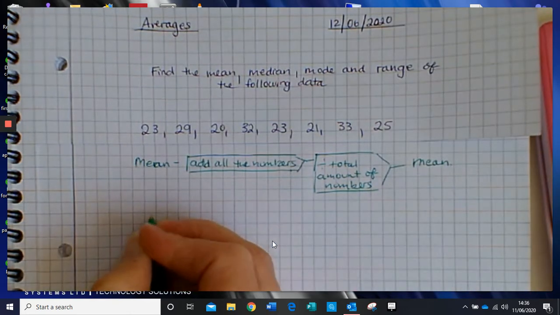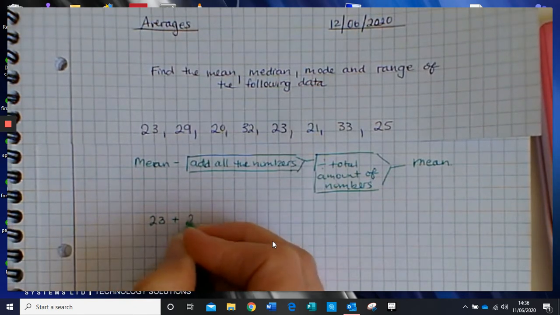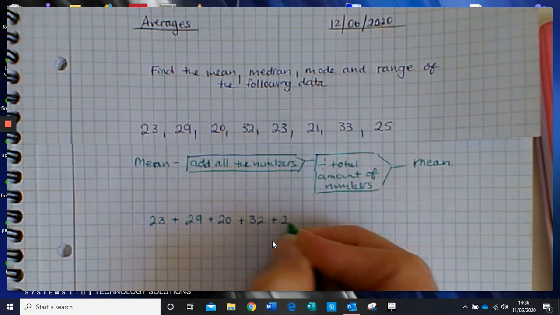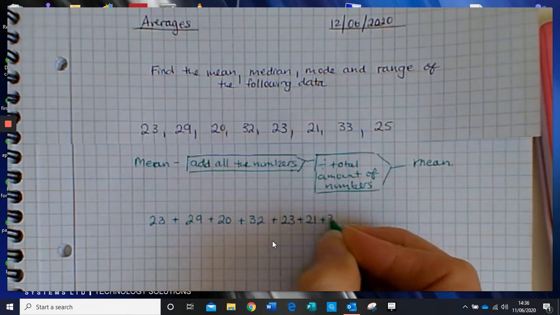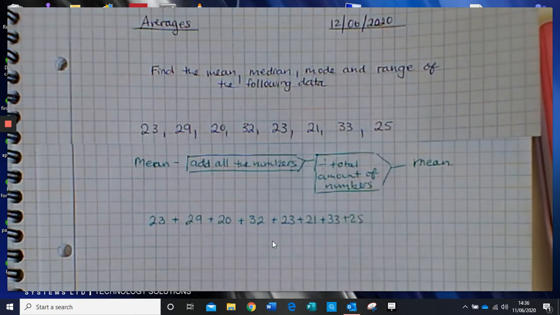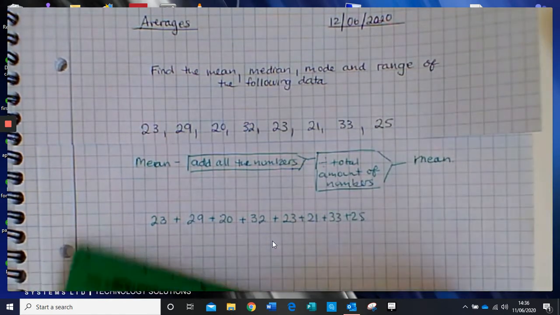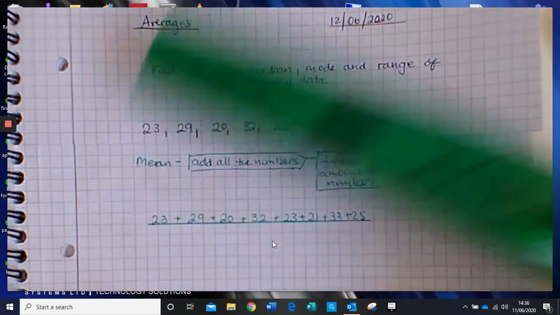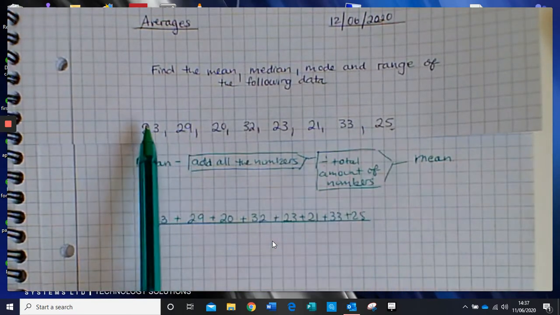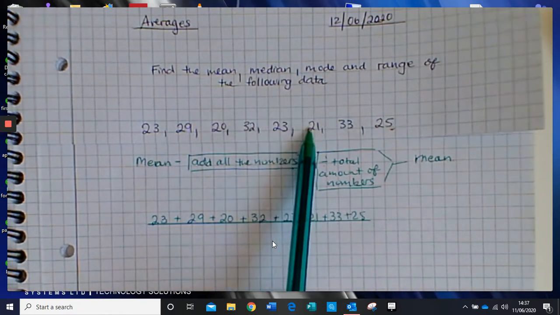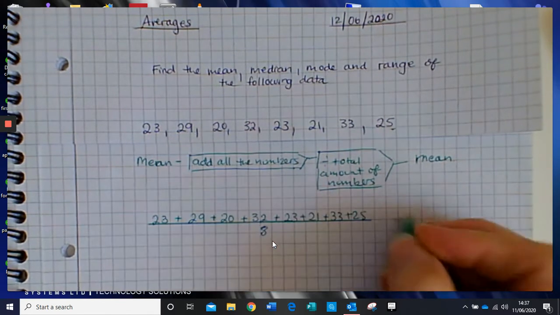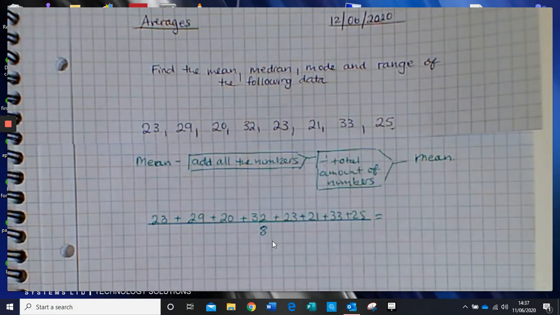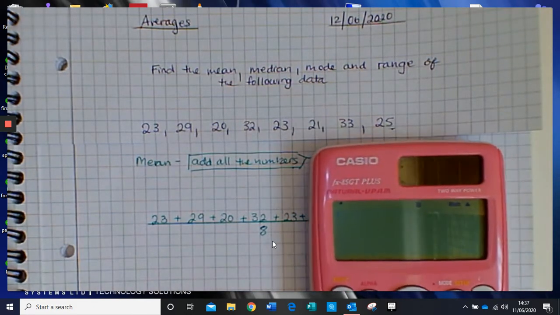So we will have 23 add 29 add 20 add 32 add 23 add 21 add 33 add 25, and we are going to divide that. So this is my fraction line. Remember, fraction line just means divide. So I'm going to divide that by the amount that I've got. So I've got 1, 2, 3, 4, 5, 6, 7, 8. Divide that by 8. Okay. You can try column addition to add these up, or you can use your calculator.